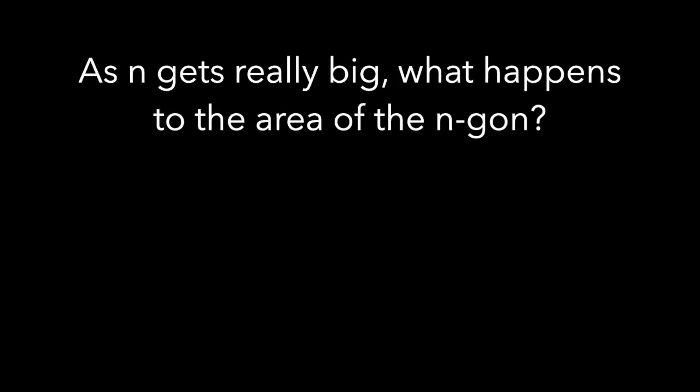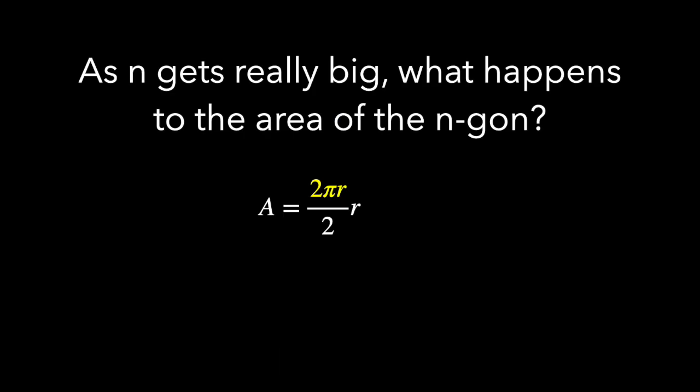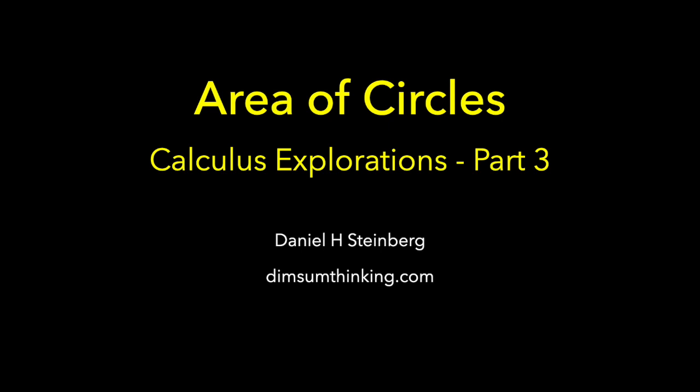Okay, that's h, but as n gets really big, what happens to the area of the n-gon? We saw that this piece, the height, approaches r. What about the rest of the formula? Well, this bn, it's the base times the number of sides. That's just the circumference of the n-gon. That's this piece. And as n gets really big, this approaches the circumference. So bn approaches 2 pi r. Cancel the 2's, multiply the r's, and we get that the area is pi r squared. Isn't that nice? Now there are other nice proofs, but I like that. It's an intuitive exploration of limits to get to the area of a circle. And that's part 3 of our calculus explorations.